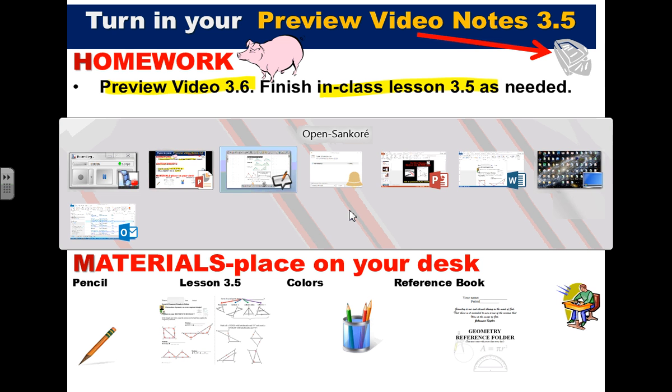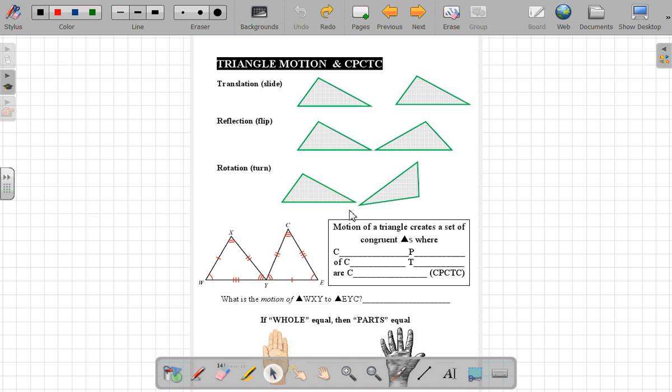You want to get your reference booklets out and turn to this page. Pause the video just for a moment until you find this in your reference booklet, and then restart the video.